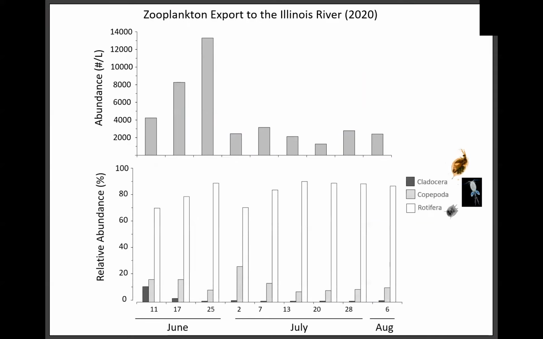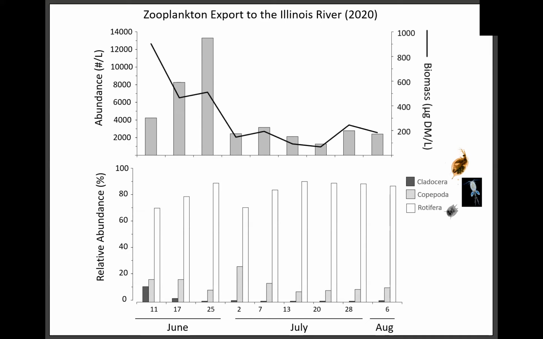Looking at the taxonomic groups making up those abundances, we see that rotifers comprise most of the abundances exported from Emiquon, generally making up 70 to 90% of total abundances on any given day. Now, again, this is not a surprise, given that we already know that rotifers comprise 80 to 90% of the zooplankton community from our previous research. We do, however, see some cladocerans early in the season, shown by those dark gray bars, and a consistent presence of copepods throughout the drawdown.